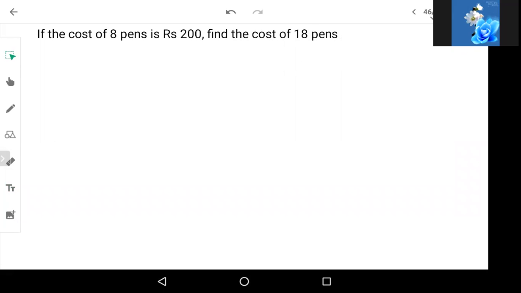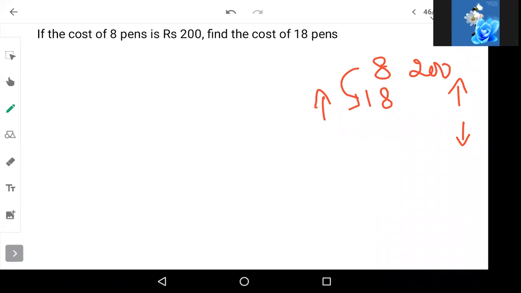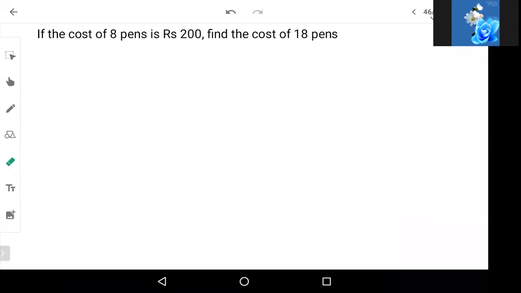Now before that, tell me, which proportion is this? The cost of 8 pens is 200. They're asking us the cost of 18 pens. Will the cost of 18 pens be more than 200 or less than 200? From 8 to 18, there is an increase. It will be more. Okay, it's a direct proportion. Very good. If the number of pens increases, the cost of the pens also will increase.